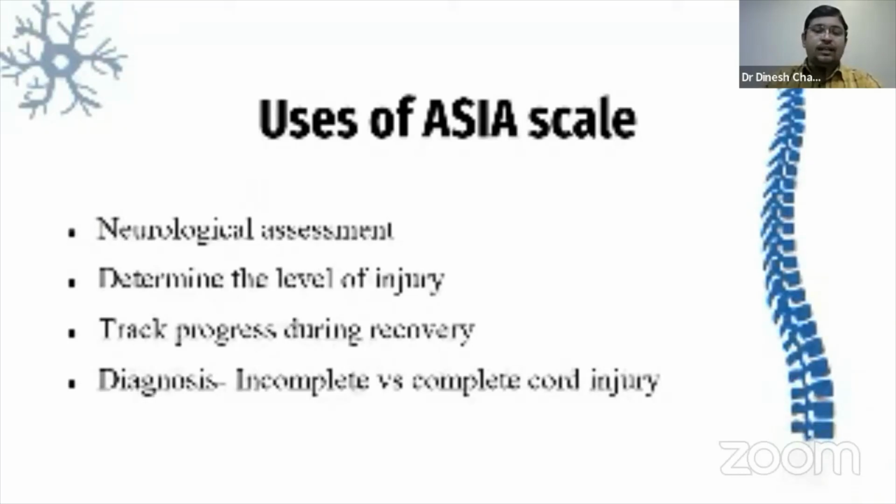The use of the ASIA scale is to carry out the neurological assessment and determine the level of injury. When we assess the ASIA scale at first, on the basis of the assessment we determine the level of injury. Then when we treat the patient, after some time we test the ASIA scale again and know whether the patient has progressed or not. So we can use it to track the recovery of the patient.